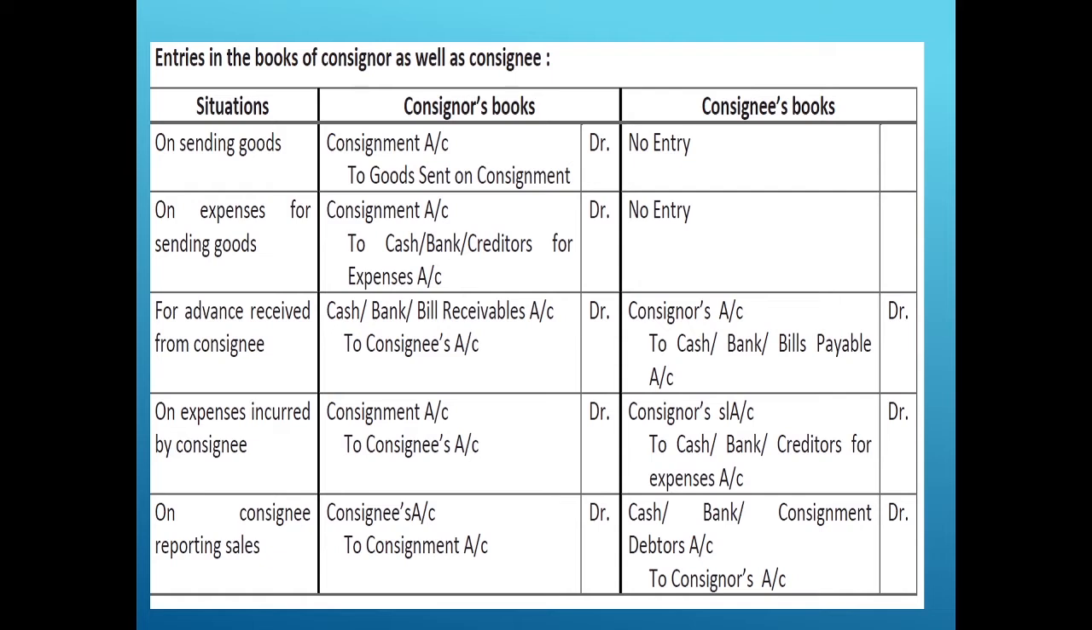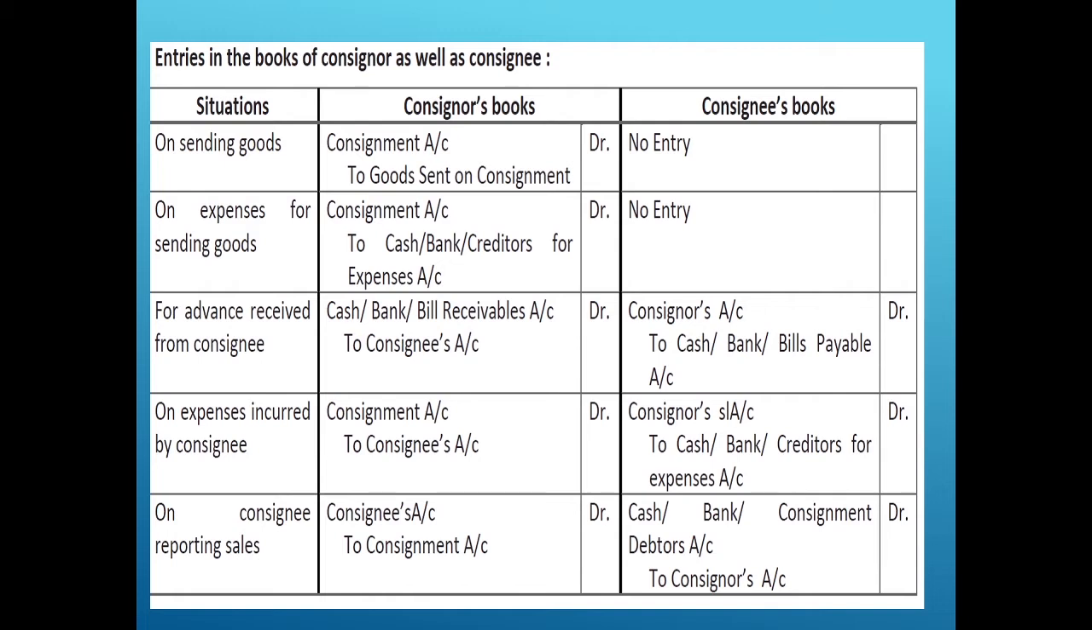For this, we have to pass a journal entry in the books of the consignee also. So advance is paid to the consignor. That's why the consignor account is debited. Cash is going out, so cash is credited. So the entry will be consignor account debit to cash, bank or bills payable account. Expenses incurred by consignee: consignment account to consignee account, and in the books of the consignee, consignor account to cash account.